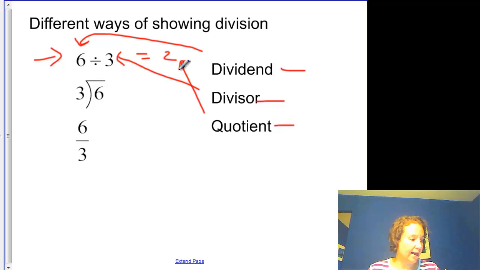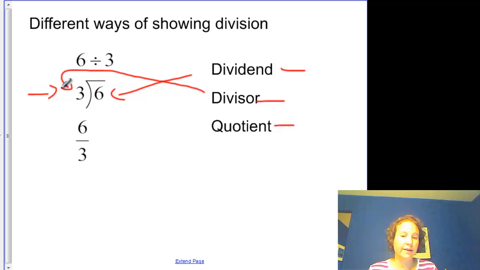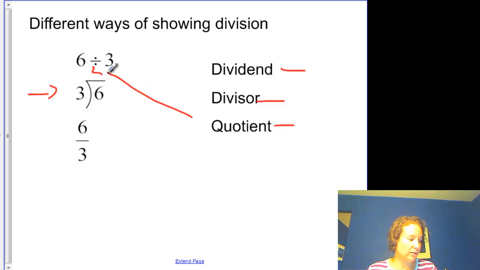If you look at the second problem here, the dividend, the number that's being divided, is now on the inside. The divisor is here on the outside. That's the number that we're dividing by. And then the quotient would be the number that we write on the top, the 2. That would be the quotient.